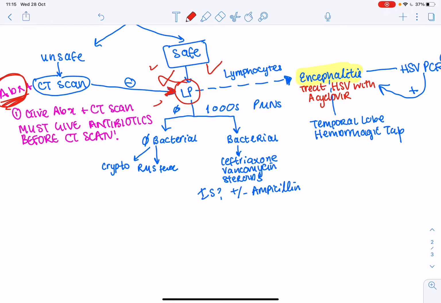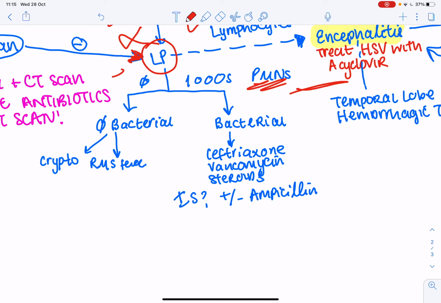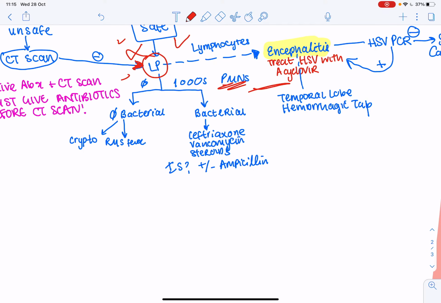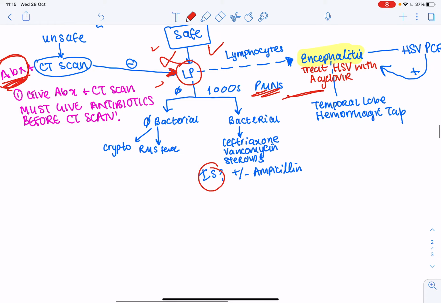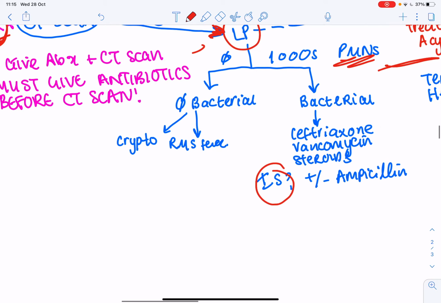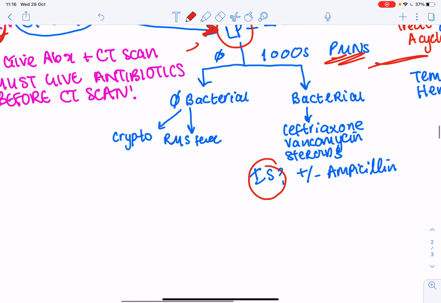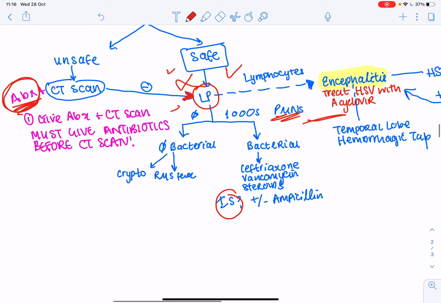But if you have thousands of polymorphonuclear leukocytes, that's what PMNs are, then it's bacterial. You're going to give ceftriaxone, vancomycin, and steroids. If the patient is immunosuppressed, you can then give ampicillin. And if there aren't PMNs, polymorphonuclear leukocytes, then it's likely not bacterial. So it can be crypto, it can be Rocky Mountain spotted fever, etc.